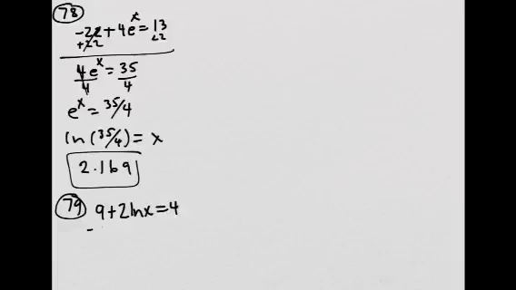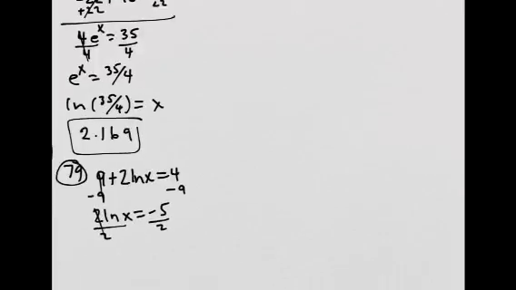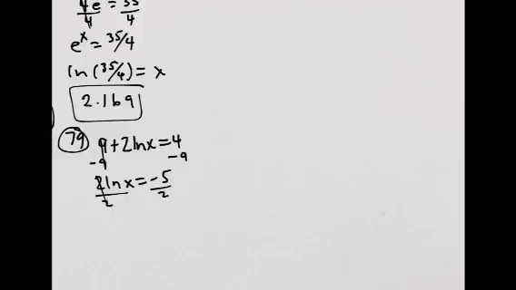So we subtract 9. And so 2 natural log of x equals negative 5. Divide by 2. So natural log of x equals negative 2.5. So e to the negative 2.5 equals x. So that's going to give you, when you punch it into the calculator, approximately 0.082.